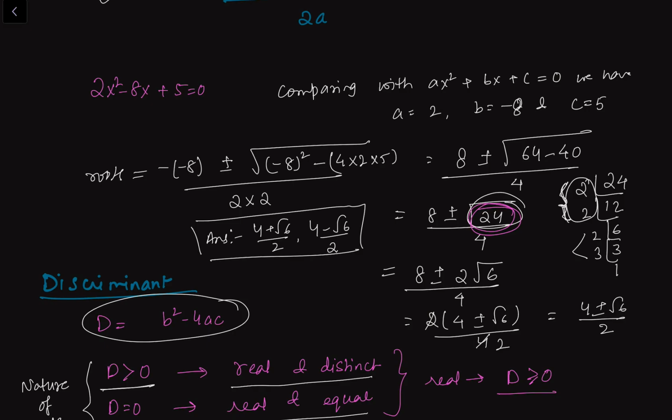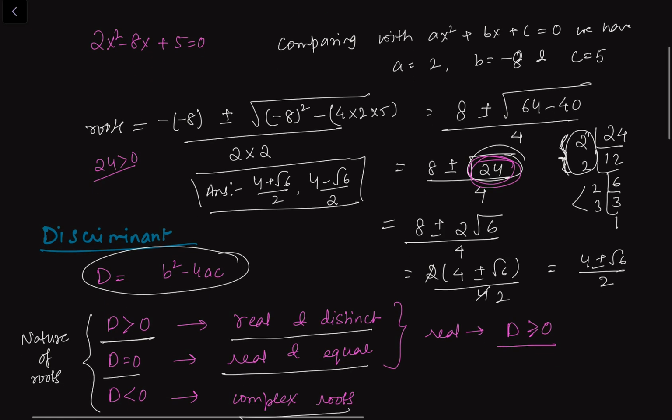So 24 is greater than 0, and so we have roots are real and distinct, meaning they are different values. You can see here these are different values. One is 4 plus root 6 by 2 and one is 4 minus root 6 by 2. So these are two different values. So the roots are two different numbers.